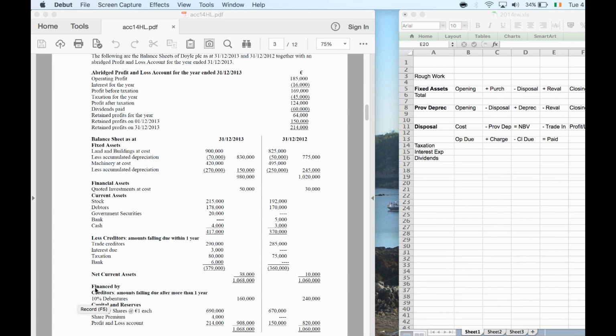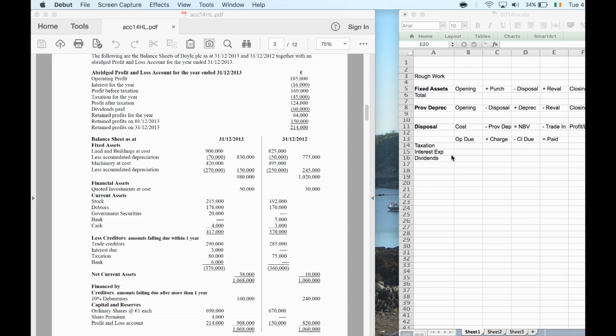Okay, we're looking at just the rough work for cash flow statements. I'm going to lay it out and show exactly what might be involved. So here on the right hand side I have my standard rough work document. I'm trying to explain what has happened from the opening and closing of my fixed assets, my provision for depreciation, and how I worked out my profit and loss on disposal.